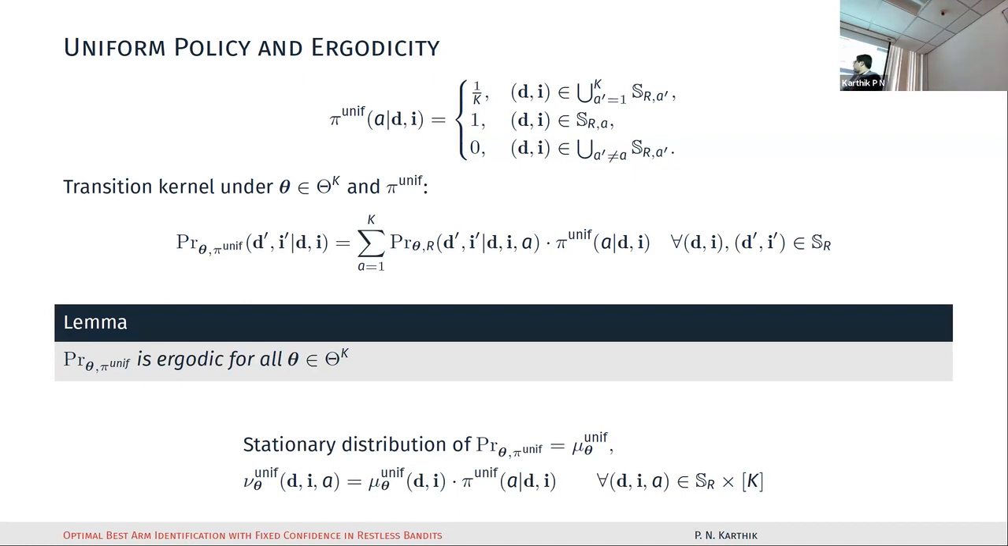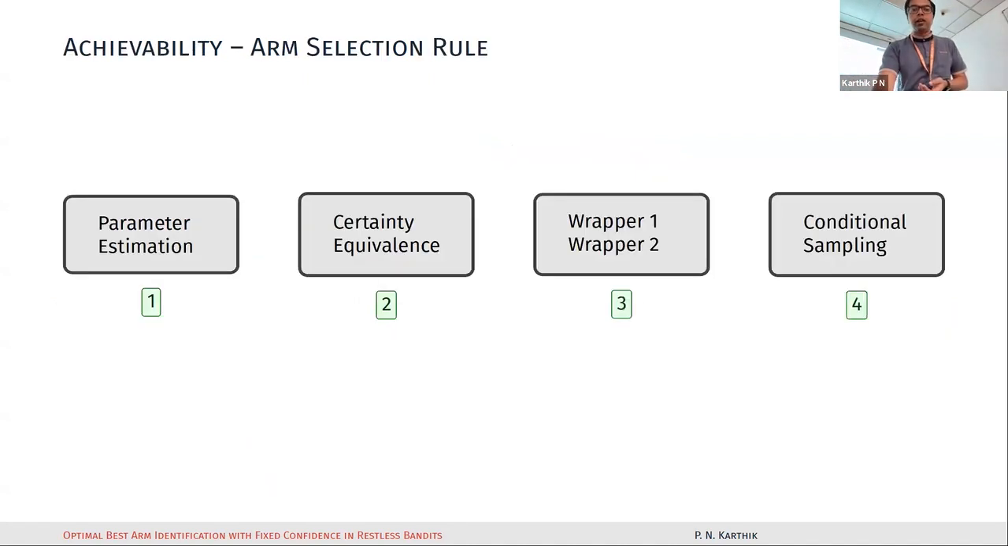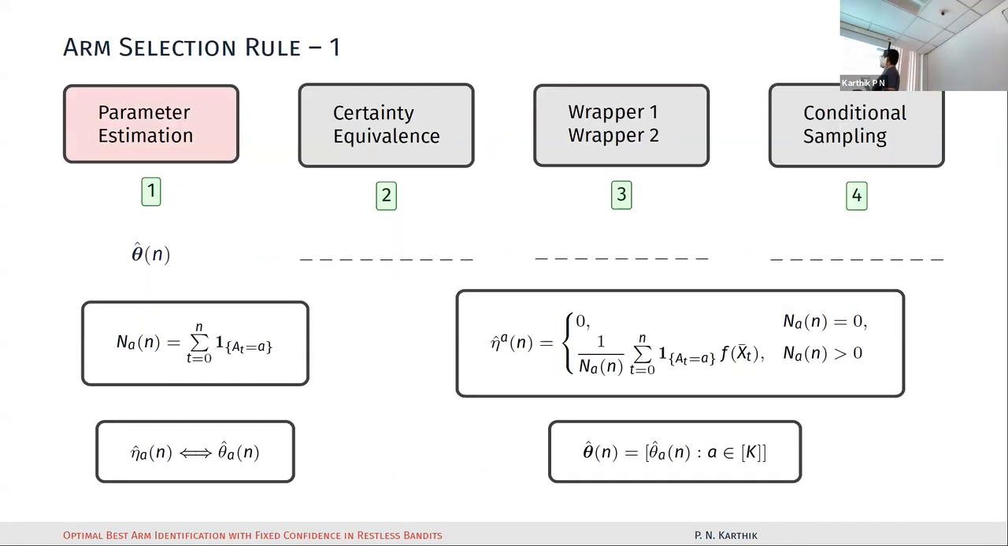Now, associated with mu theta uniform, you can construct what is called a state action occupancy measure, which is just the product of the stationary distribution followed by the policy. Here is a conditional distribution of A given DI. Multiplied with the distribution on DI, you will get a joint distribution on DI and A. That for the uniform, I am calling mu theta uniform. So this will be important for us in the policy. Our policy, similar to the policy by Garivier and Kaufmann, has four stages.